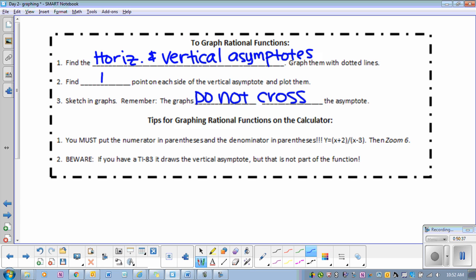So here are some helpful hints for you when you put rational functions into your calculator, okay? You have to put your numerator and your denominator in parentheses. The thing is, if you only have one thing in your numerator, you don't have to put that in parentheses. It's just when you have more than one, okay? You have to put it in parentheses, right? And if you have a TI-83 calculator, when it draws your hyperbolas, it'll also draw your asymptotes. It's not a part of your function, okay? For some odd reason the TI-83 loves to draw in the vertical asymptote.